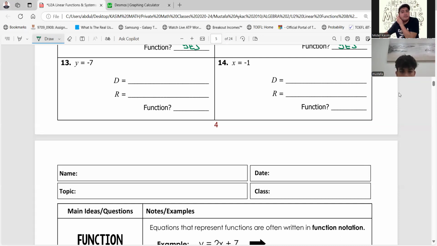Okay. Now we are talking about this y equals negative 7. Can you draw its graph? Question 13. Y equals negative 7. Domain.